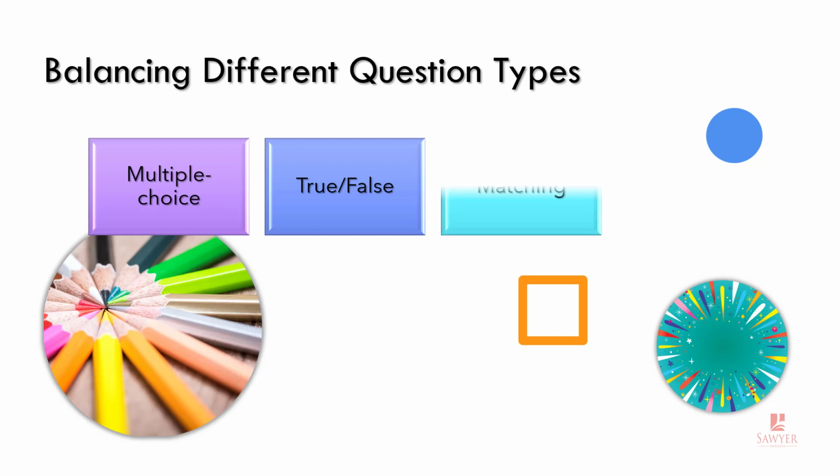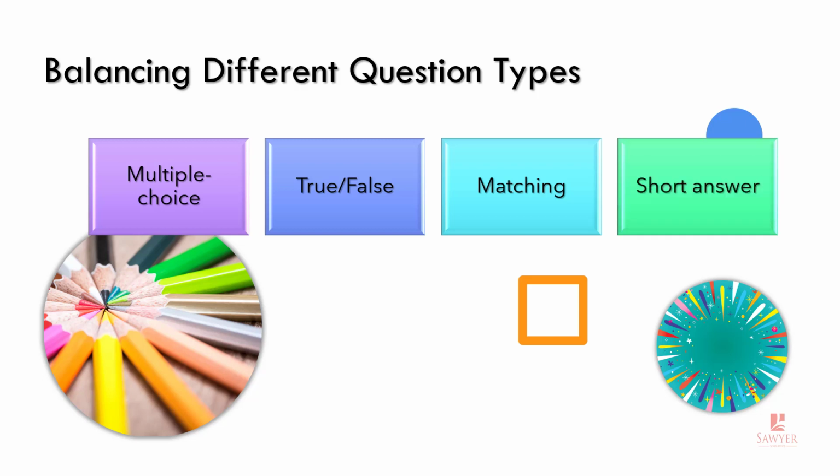And then, of course, we have matching. Matching is really good also for social studies, especially geography, when students have to match different names for different regions or different rivers and lakes and that sort of thing. But you can also have matching for words with definitions if you want to. And then, of course, there is short answer.